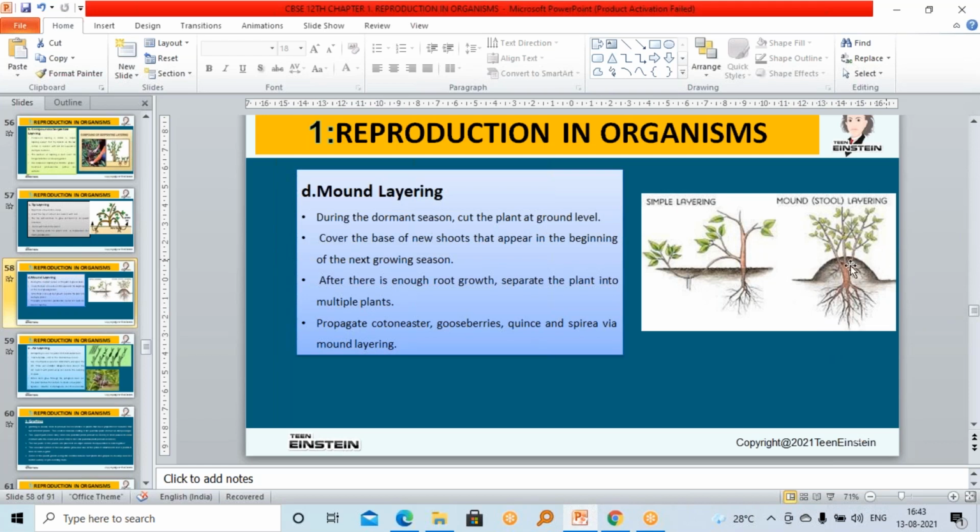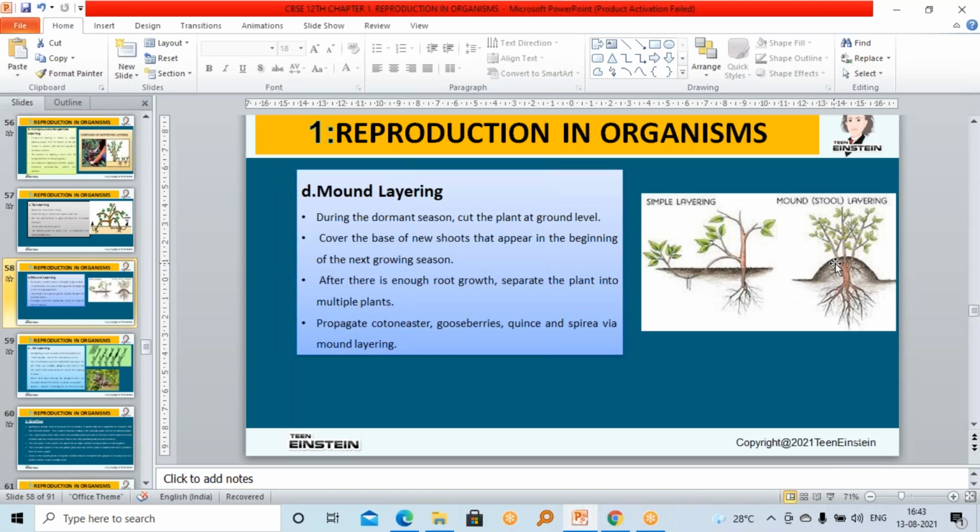So what we are doing in the dormant season, we are cutting the shoot, and after cutting the shoot, we are leaving it up to the next season. So when the next good season or normal season comes, it will form the shoots. So leaves and stem parts will develop. So by leaving that portion above, we are covering the down part with soil.